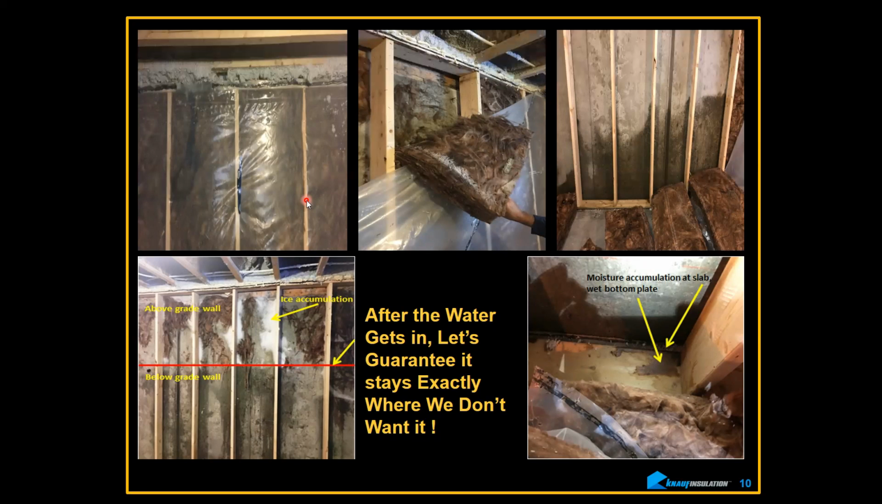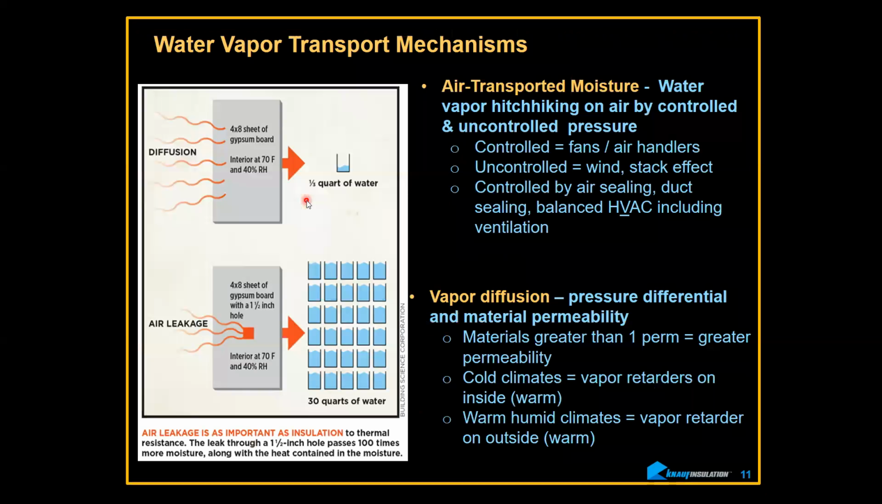Use a permeable air barrier on conditions like this. Worst thing you can do is have a hole. This is like a 1-inch hole. So for drywall with a 1.5-inch hole at 70 degrees and 40% RH, you're going to get 30 quarts of water. It's 100 times more than just diffusion, okay? So this is a problem when holes are not sealed up.